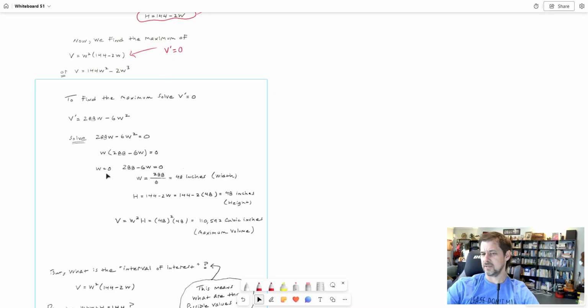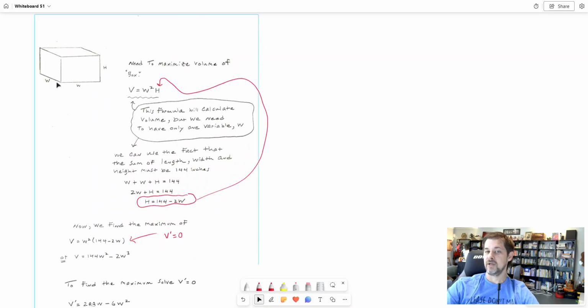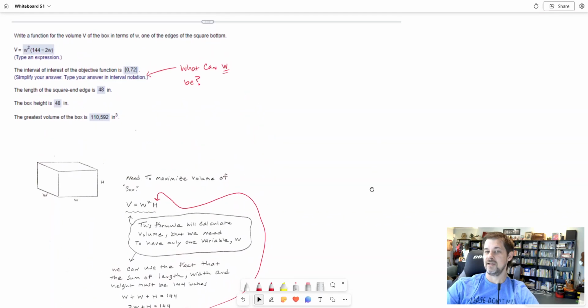W is equal to 0 doesn't really mean anything for us. A box with width of 0 would be non-existent. So forget that one. This one will solve. I'll get 288 over 6, or 48 inches. So the width of that square base should be 48 by 48. And we have part of the answer that we're looking for.